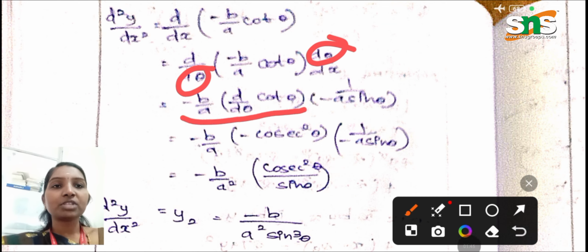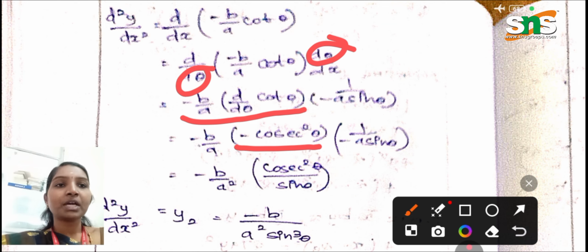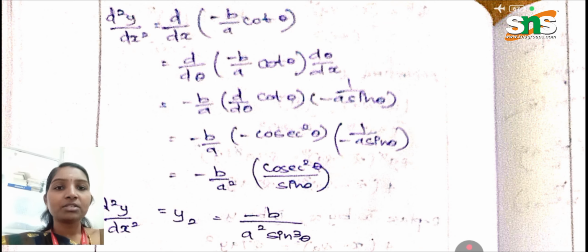Firstly, we will be differentiating this cot theta. Differentiation of cot theta is minus cosecant square theta, and minus 1 by a into sin theta remains the same from the previous step, and this is nothing but the reciprocal of dx by d theta. Now, what is the final answer for y2? y2 is equal to minus b by a squared into cosecant square theta sin theta.